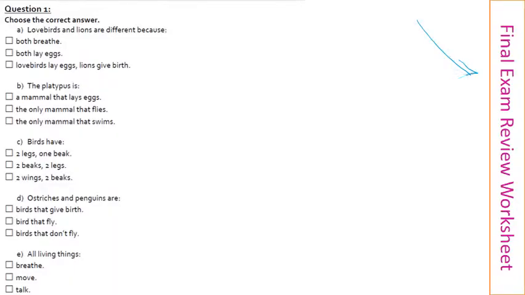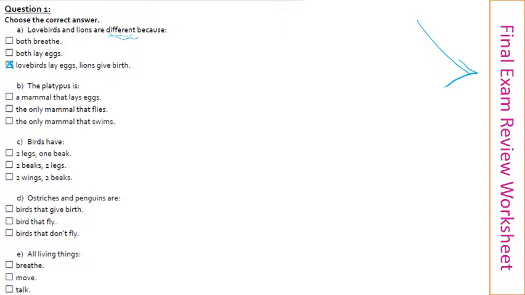We will start resolving together the final exam review worksheet. You must practice this worksheet well, and I wish you the best of luck in your exam. Question 1. Choose the correct answer. Lovebirds and lions are different. They are different because both breathe? No. They are alike because both breathe. Both lay eggs? Surely not. The lion doesn't lay eggs. So this is the correct answer: lovebirds lay eggs, lions give birth.